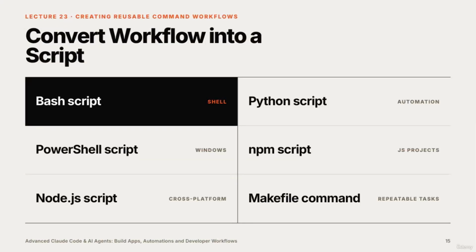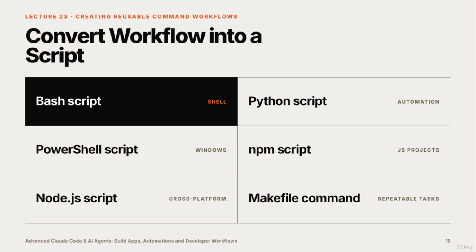In this lecture, we focus on creating reusable command workflows that streamline your development and automation tasks. One key approach is converting your workflows into scripts, which makes them easy to run repeatedly and adapt as needed. Depending on your environment, you can use different scripting options. For instance, Bash scripts are great for shell environments, especially on Unix-based systems. On Windows, PowerShell scripts offer powerful automation capabilities integrated with the system.